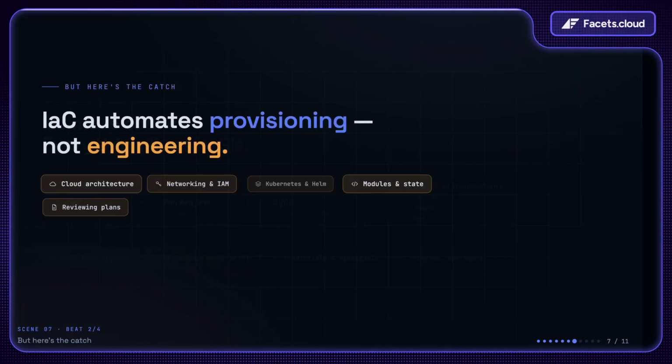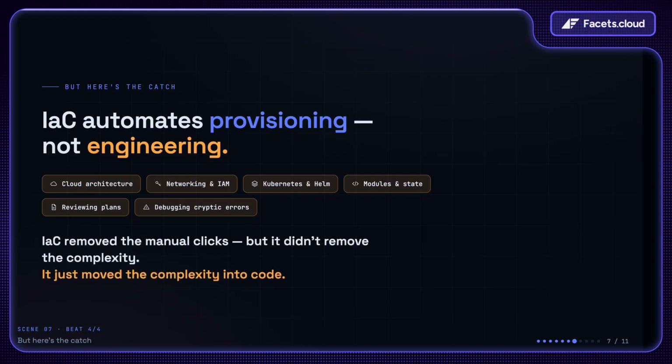But here's the catch. Infrastructure as code automates infrastructure provisioning, not infrastructure engineering. Engineers still have to understand cloud architectures, networking, IAM, Kubernetes, Terraform, and a lot of things. They still spend hours writing configuration files, reviewing plans, fixing failed deployments, and maintaining and updating the infrastructure as requirements evolve. So while infrastructure as code removed manual clicks, it didn't remove the complexity. It simply moved that complexity into code.